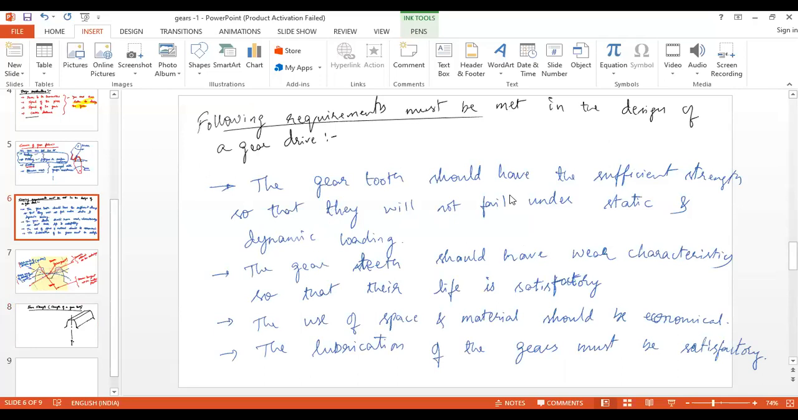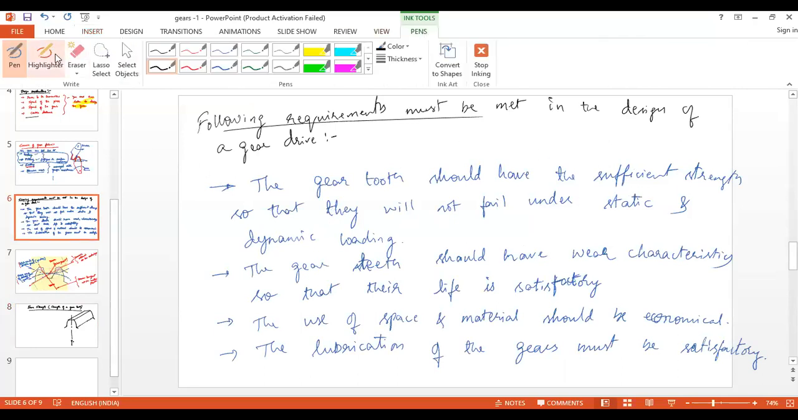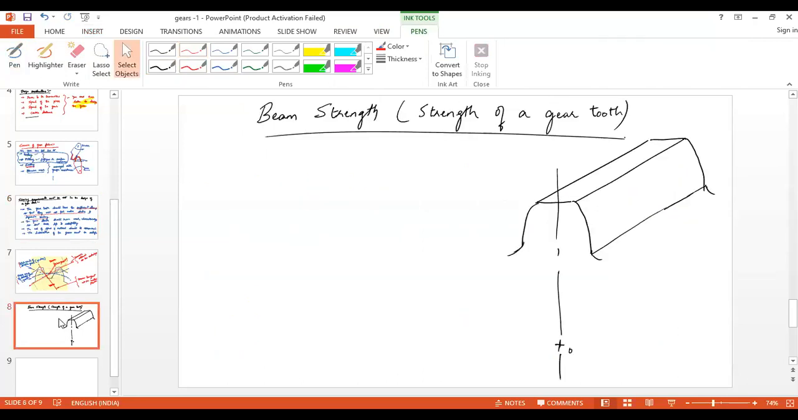In the last class we have studied that a gear tooth should have sufficient strength so that it will not fail under static and dynamic loading. So we need to know the strength of the gear tooth so that we can assure continuous performance without any failure. So how to know the beam strength? The strength means it is the capacity, or the load capacity, that is, up to what load the beam can take.